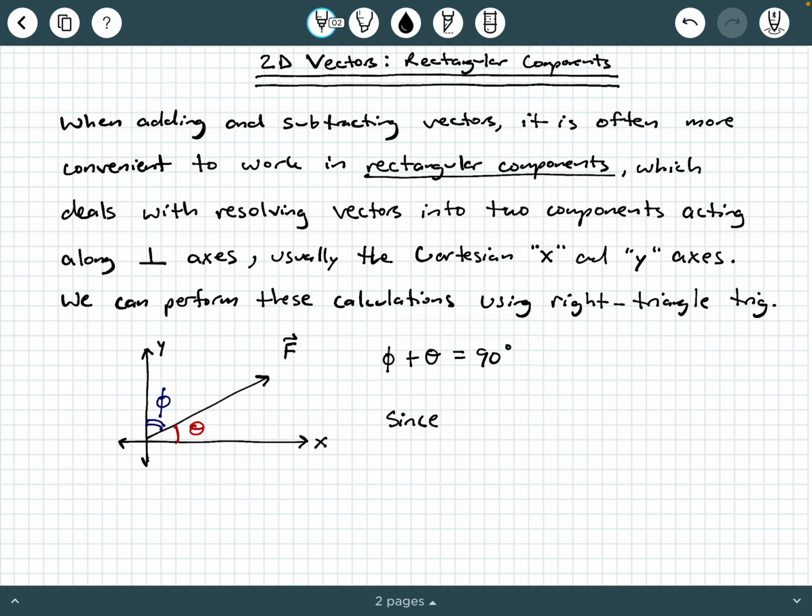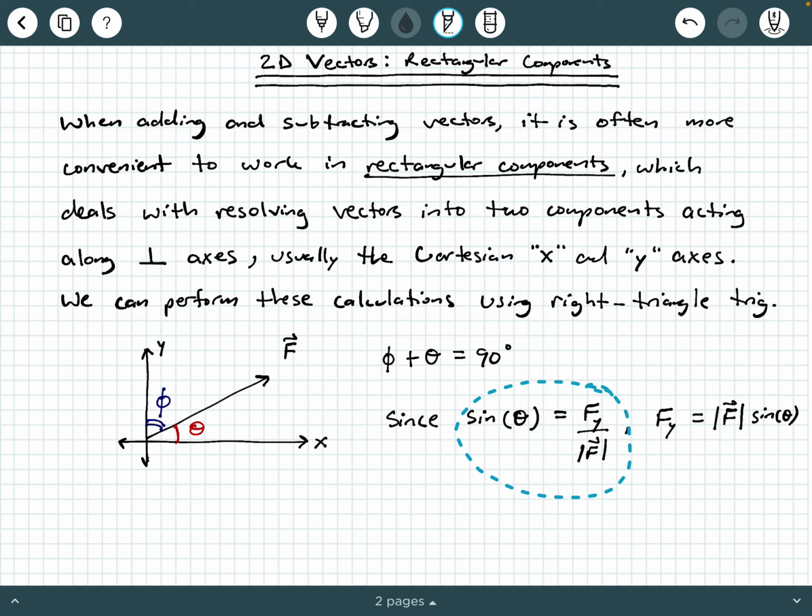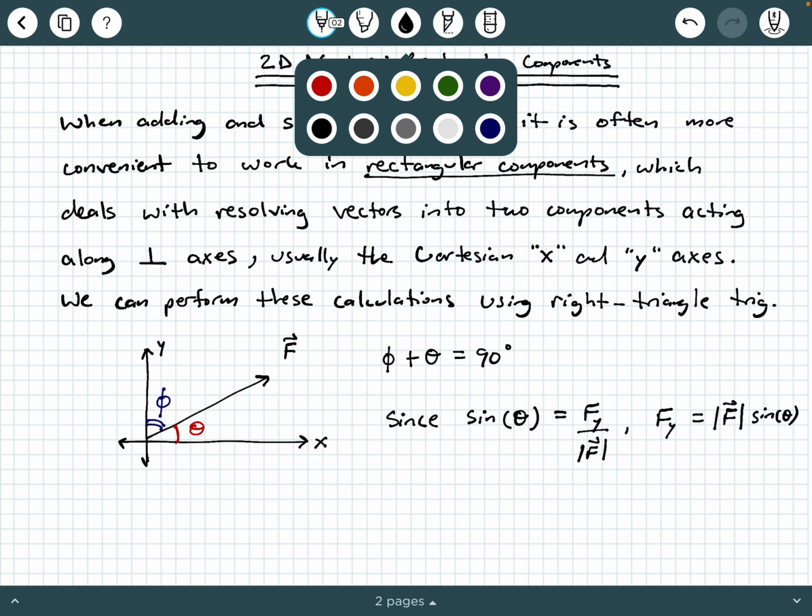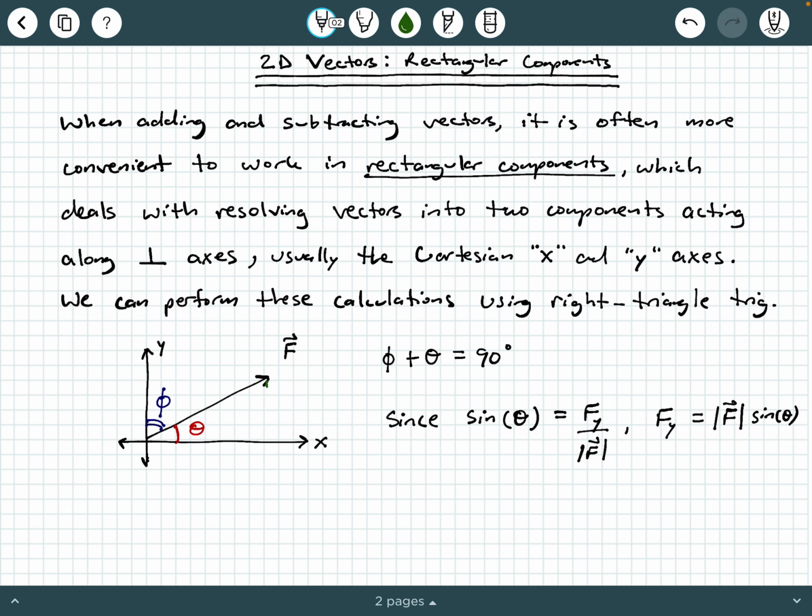We can say since the sine of theta is equal to F sub y over the magnitude of F, then we can say the y component of that force is the magnitude of F times the sine of theta. Now, where did I come up with that? How did I come up with this first relationship? Sine of theta is Fy over magnitude F. Well, we did it by looking at this as a right triangle, okay?